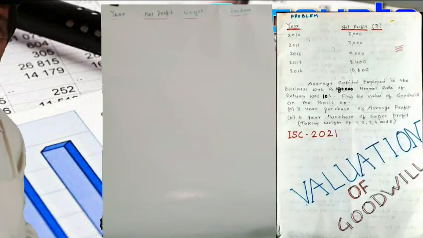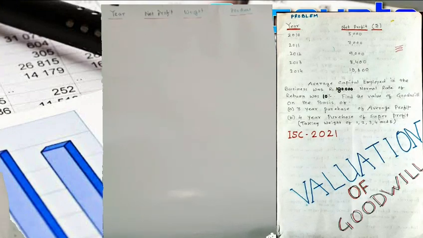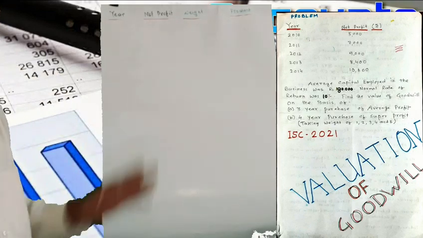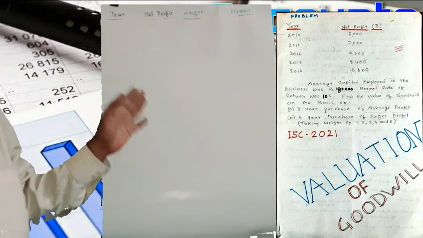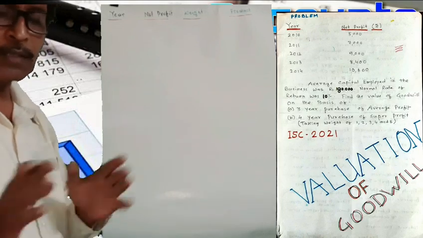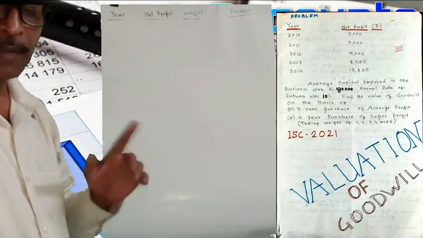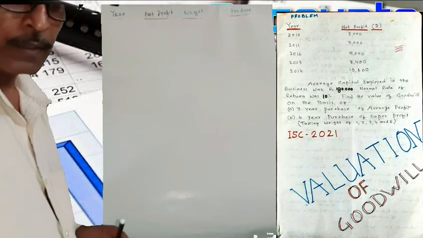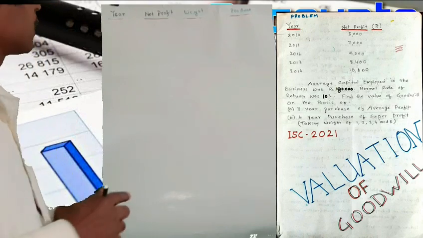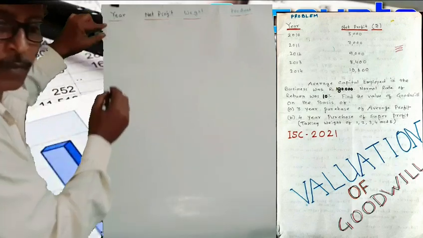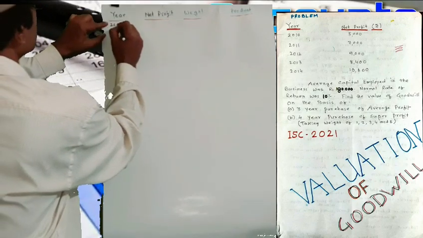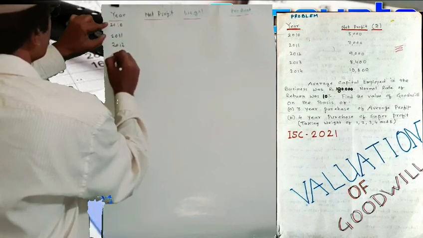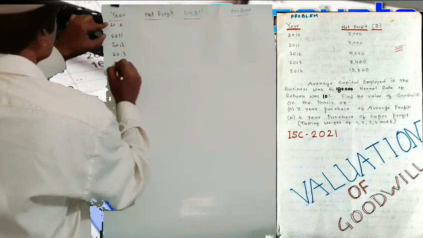At first, look at the question paper. On this side the years are given: 2010, 11, 12, 13, 14. On the right-hand side the corresponding profits are given: 5,000, 7,000, 9,000, 8,400, 10,600. Five years of profits are given. Write the years 2010, 2011, 2012, 2013, 2014.